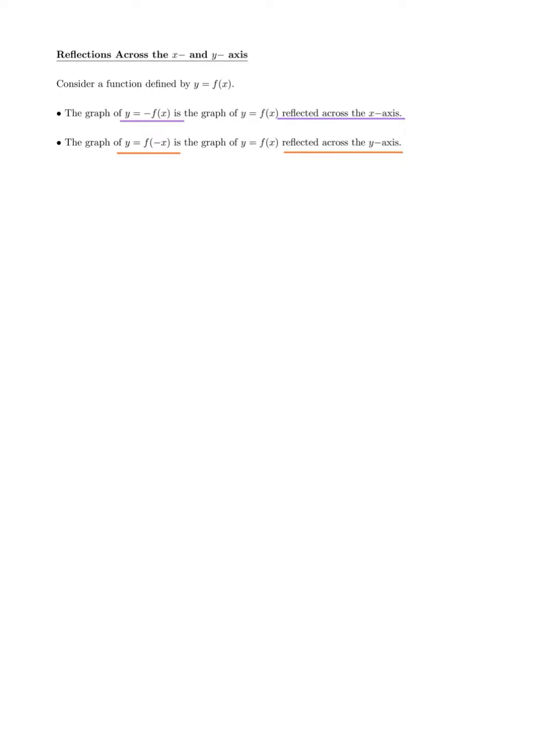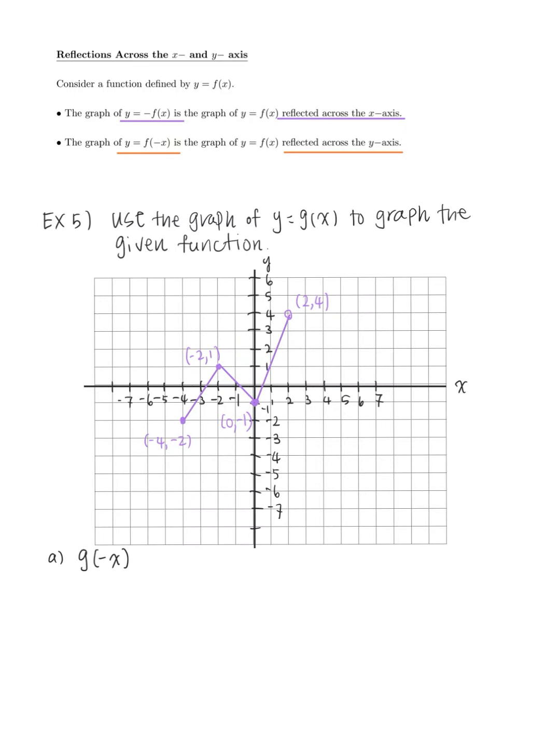All right, now we're going to talk about the reflections across the x and y axis. It says, consider a function defined by y equals f of x. The graph of y equals -f of x is the graph of y equals f of x reflected across the x-axis. And the graph of y equals f of -x is the graph of y equals f of x reflected across the y-axis. All right, let's do example 5.